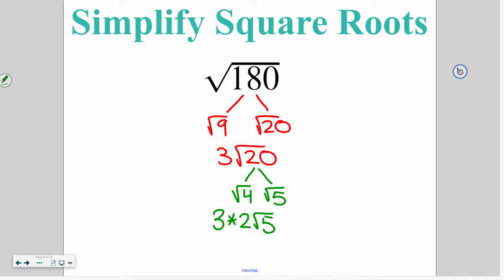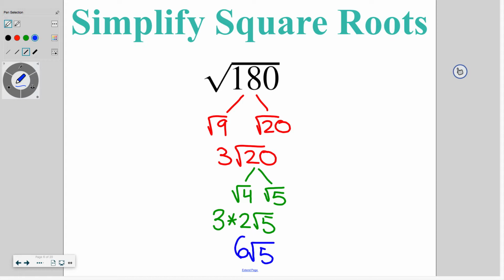5 for a final answer of 6 times the square root of 5. So that's one way you could break it down.